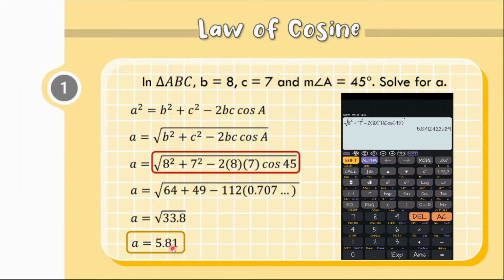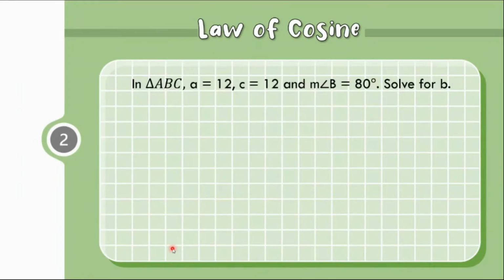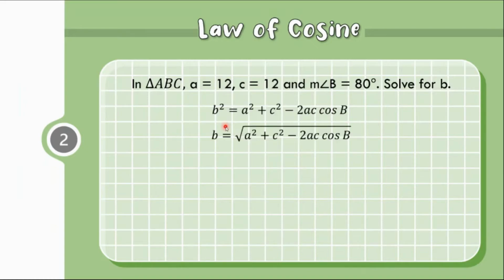Let us have example number 2. In triangle ABC again, A is equal to 12, C is equal to 12, and the measure of angle B is equal to 80 degrees. Let us solve for the length of side B. This time, the length of side B is missing, so let us use the equation B squared is equal to A squared plus C squared minus 2AC cosine B, since the length of side A, the length of side C, and the measure of angle B are known. And to easily solve for the length of side B, let us use this equation.